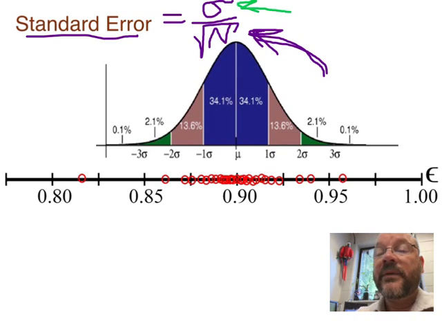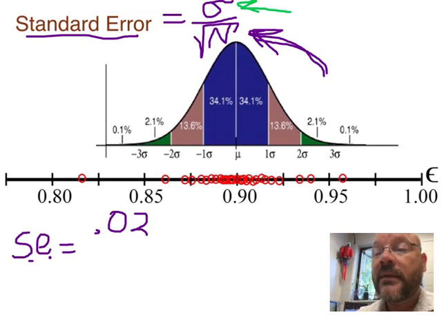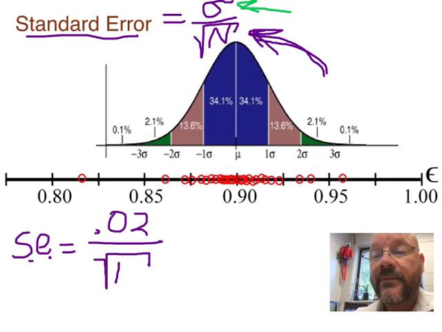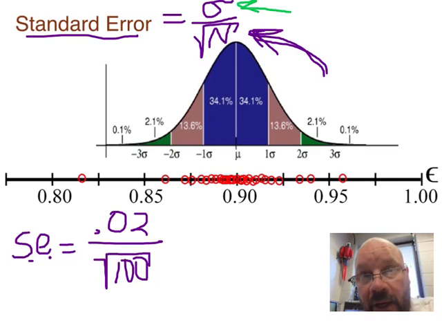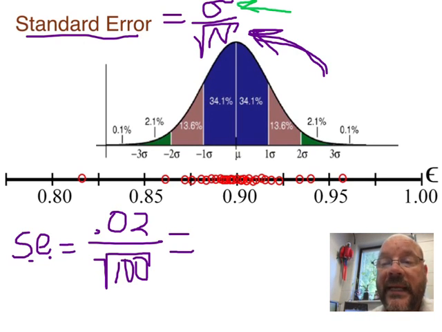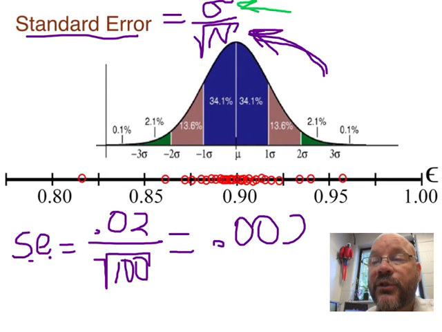So for our example here, we can think of it like this. The standard error is going to be 0.02 divided by the square root of the number that we have. Let's pretend that n is equal to 100. So we do 100 ball drops, and that would mean that the standard error is 0.002 because the square root of 100 is 10.